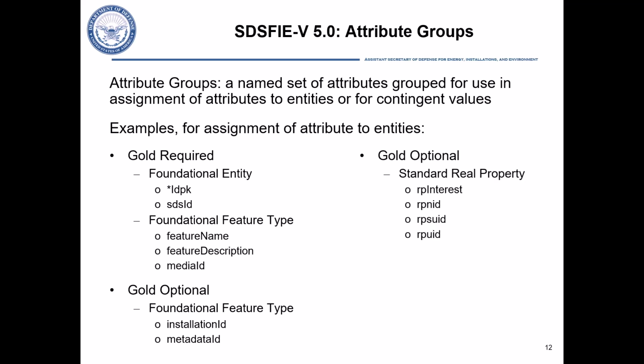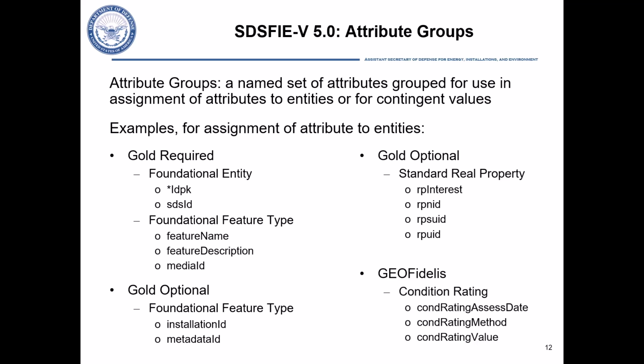Another gold attribute group will include the set of 4 standard real property attributes: RP interest, RP NID for networks, RP-SUID for sites, and the RP-UID, the unique identifier for real property features. Components may wish to leverage the attribute group capability for their adaptations. The example here is for the GeoFidelis HQ model, where a condition ratings attribute group has been established with the 3 cond rating attributes for the assess date, method, and value.